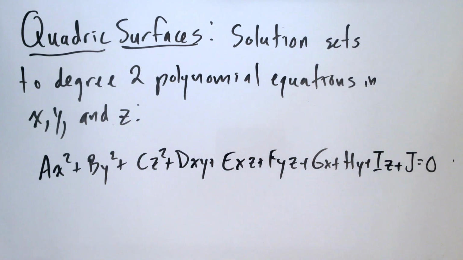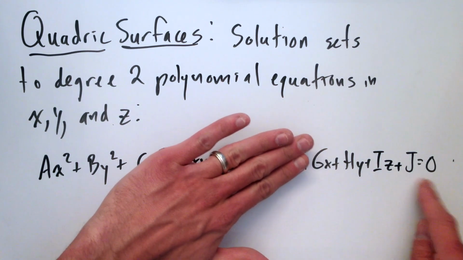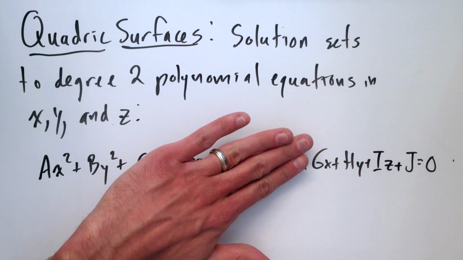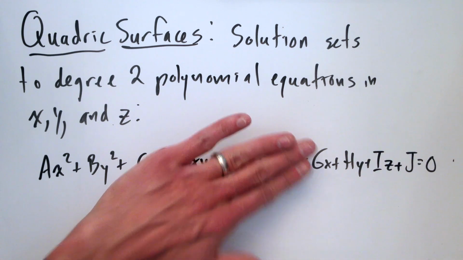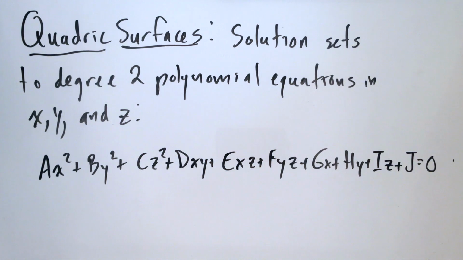And for these to be at all interesting, we're assuming that a, b, c, d, e, and f, which are just coefficients of these different terms, are not all zero, or at least one of them is non-zero. Because if they were 0, we would just have this, and this we should recognize as the equation of a plane. We already talked about planes. We'd like to talk about something different now.